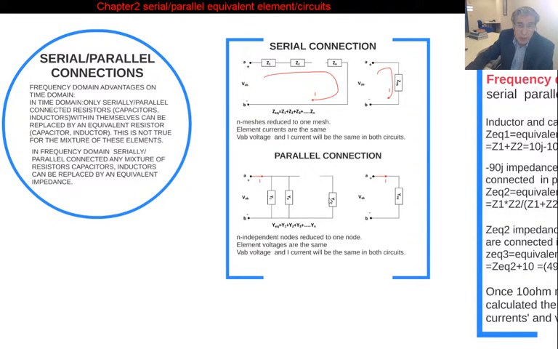When it is parallel, all these elements are parallel connected, all the voltages are the same. When it is serial, currents are the same; in parallel, voltages are the same. Now let's see an example.